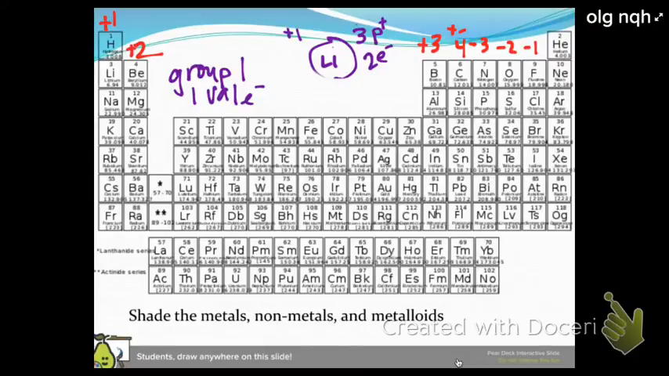Group 2 has 2 valence electrons, so is it going to be easier for them to give away 2 or to gather 6? Give away 2, right? Same here with the 3s. This group gets a little bit tricky because they have 4. So is it easier to give away 4 or take in 4? Well, it doesn't really matter. It's the same either way. So it's dependent upon what it needs to bond with, so it can bond with whatever we need it to.